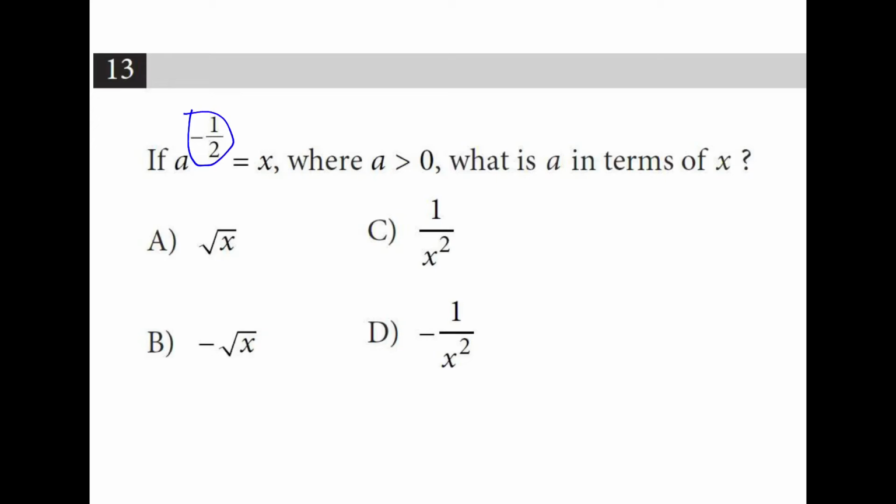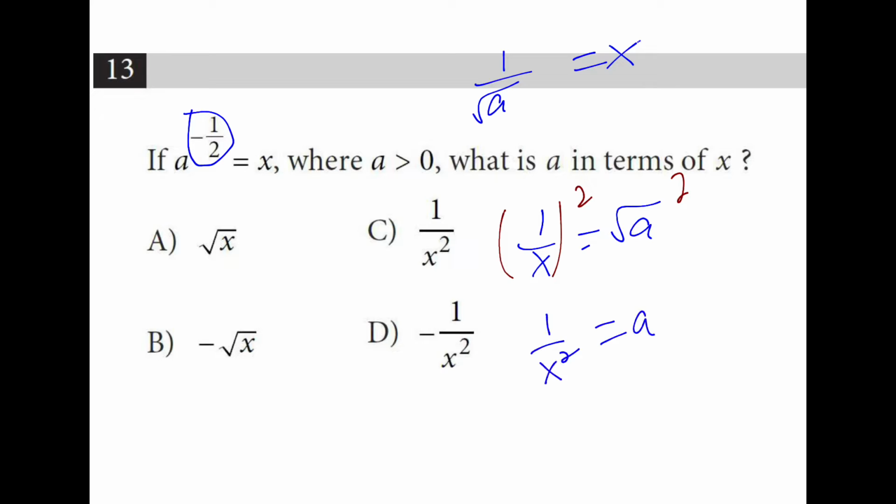So this negative exponent means we are taking 1 over the square root of a is equal to x. If I multiply by root a and divide by x, I can switch these around, and then I can square both sides. And I'm left with 1 over x squared is equal to a.